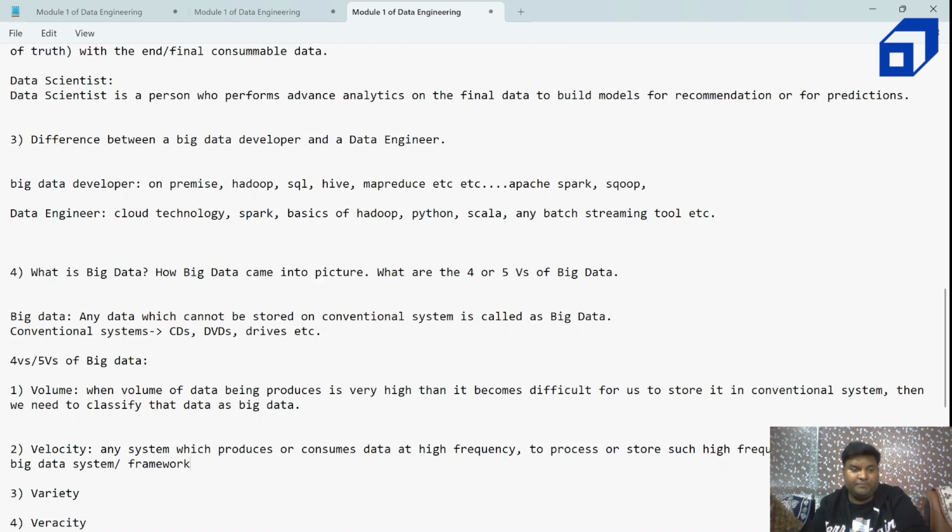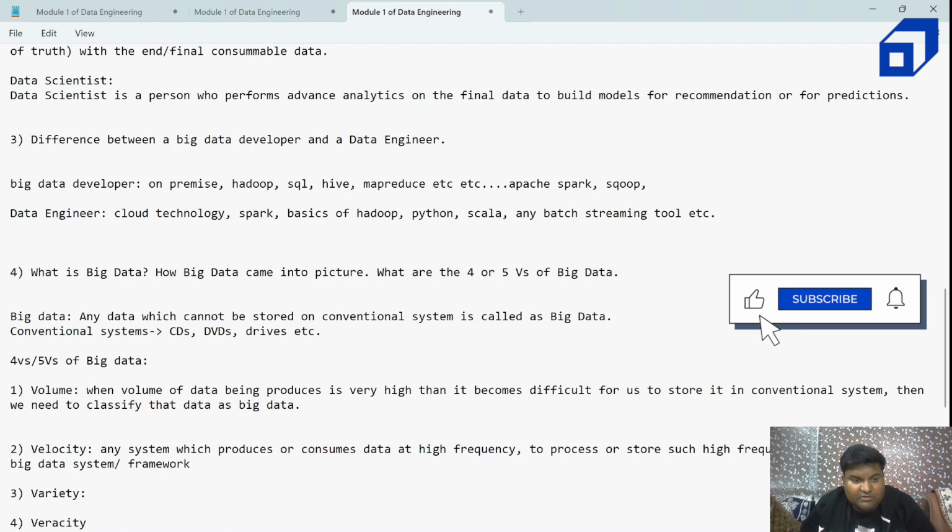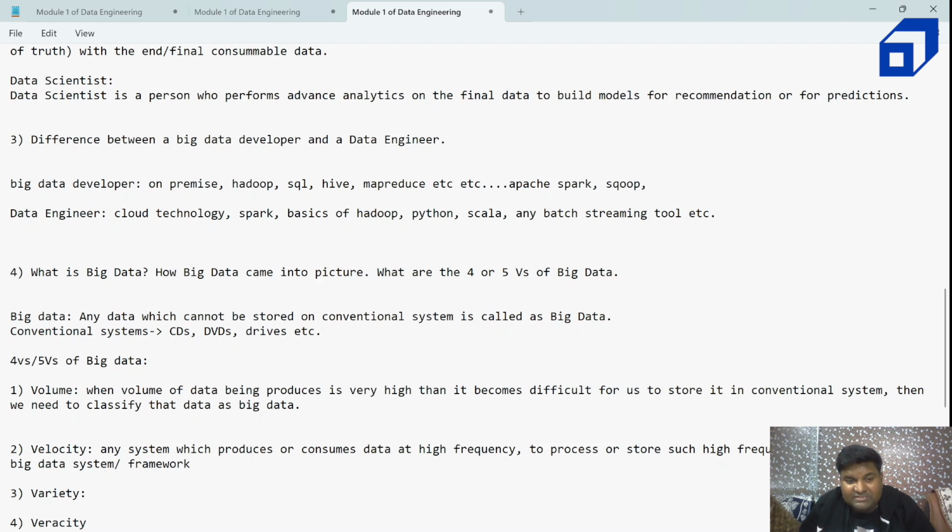Right? Now let's talk about variety. Data can be of different varieties. It can be structured, semi-structured, or unstructured. Data which can be stored in the form of tables is called structured data. Data which is not exactly structured, where a schema cannot be attached to it, can be called semi-structured data, for example your JSON and XML.